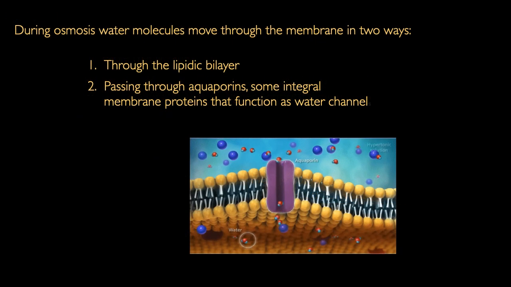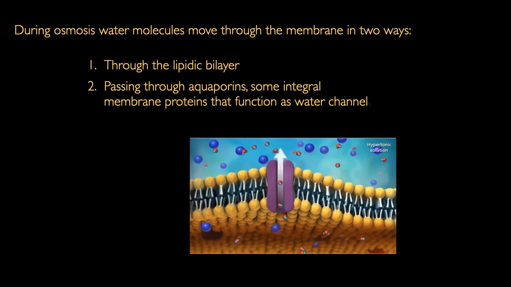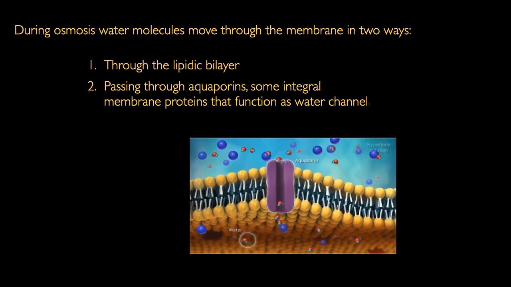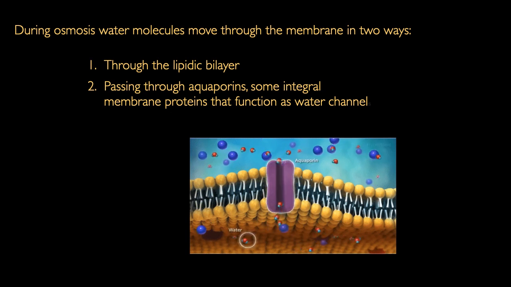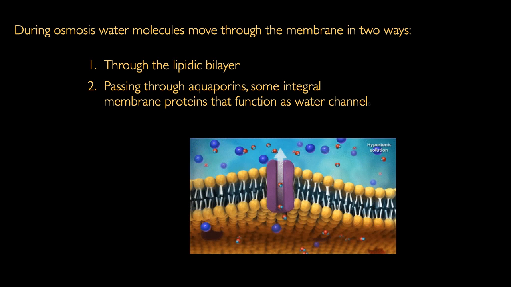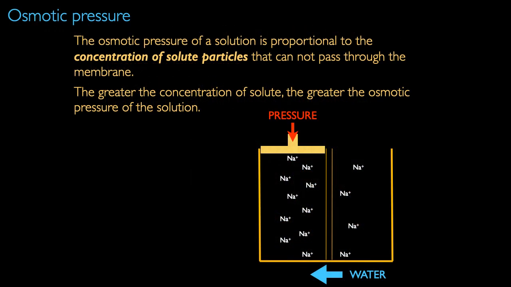So water can pass through the lipid bilayer and can use protein channels to go through it in a facilitated way, and those channels are known as aquaporins. The osmotic pressure of a solution is the pressure due to the water pushing to move from the diluted side to the concentrated side, and it is proportional to the concentration of the solute particles at the other side that can't move.